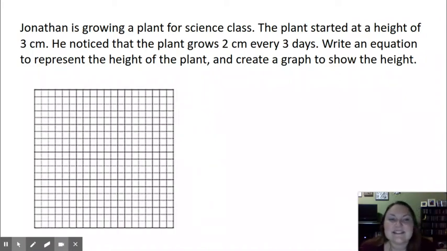And the question asks us to write an equation to represent the height of a plant and create a graph to show the height. I'm going to have you go ahead and do that first part. Go ahead and write an equation to represent the height of this plant.